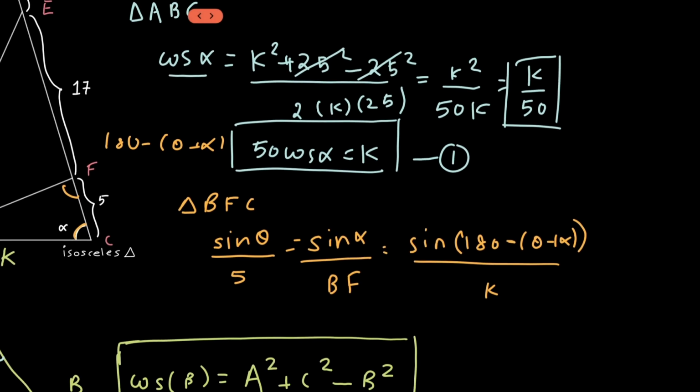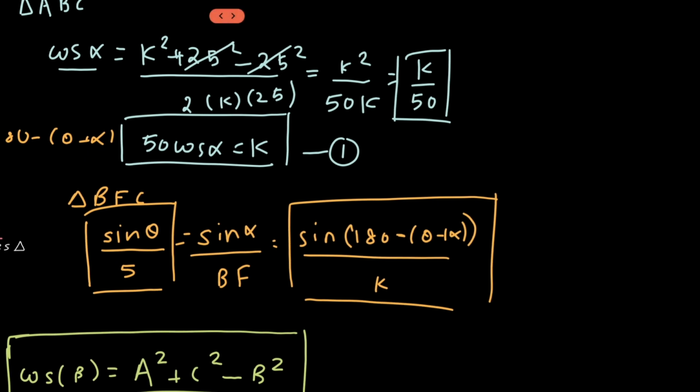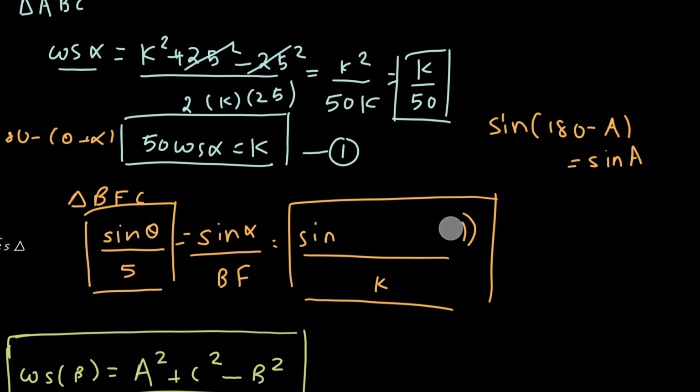Okay, now in this I will compare this ratio with this ratio. Why? Because here we have sine alpha upon BF and we do not have a very nice value for BF, it's just BF only, but sine theta upon 5 is a real number, and in this ratio K can be replaced by equation number 1. So I will compare these two ratios. Okay, and before we move on, just a trigonometric identity over here. Remember that sine of 180 degrees minus some angle A is equal to sine of A. So here also sine of 180 degrees minus theta plus alpha will turn out to be sine of theta plus alpha only.